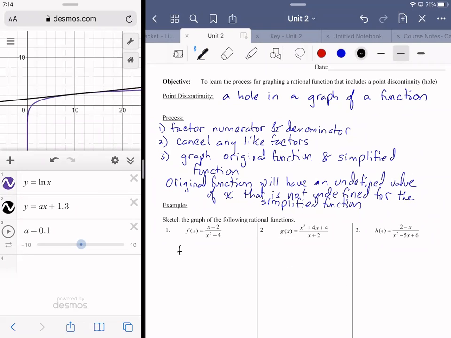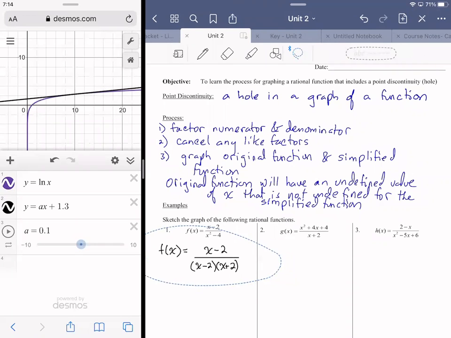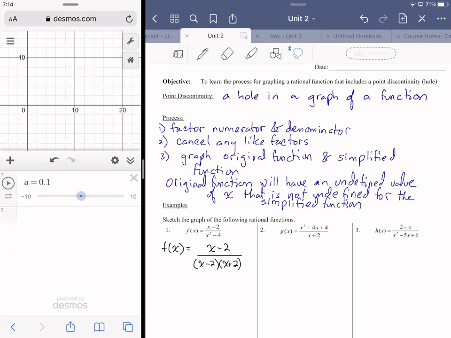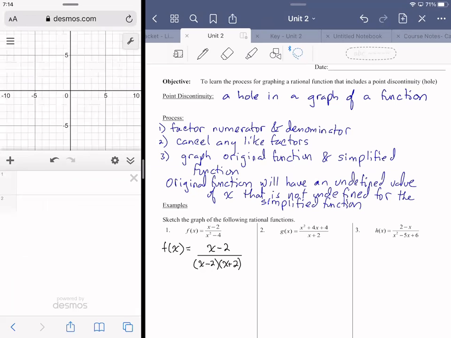All right. So we factor the numerator and the denominator. The numerator's already, there's nothing to factor. The denominator is a difference of perfect squares: x minus 2 times x plus 2. We're going to cancel any like factors.